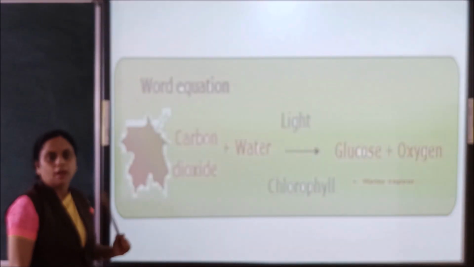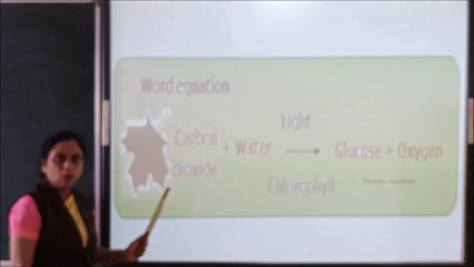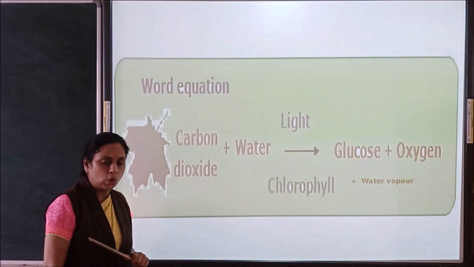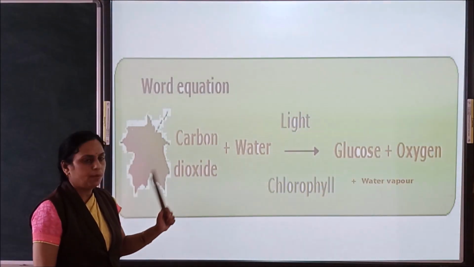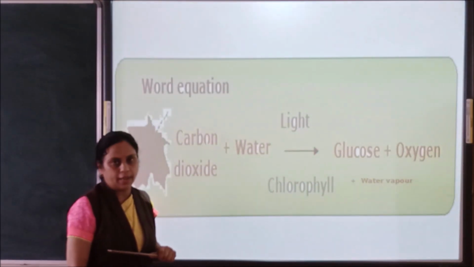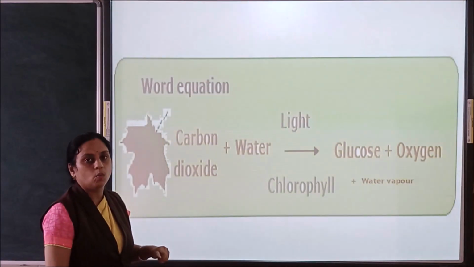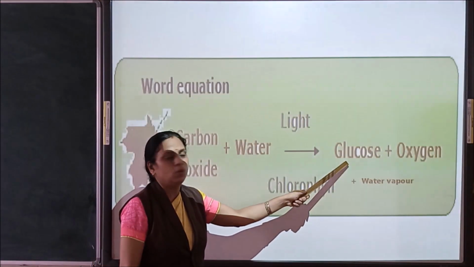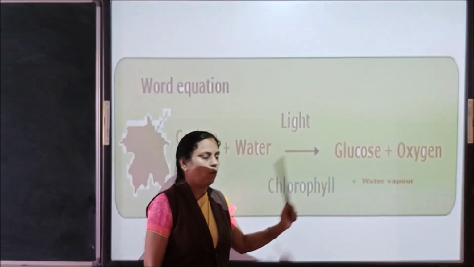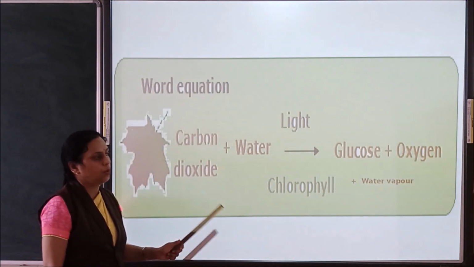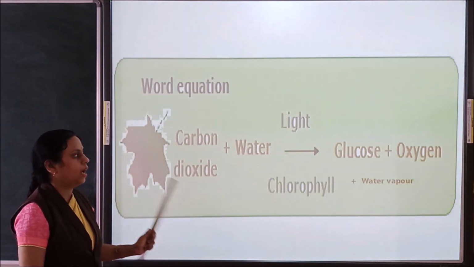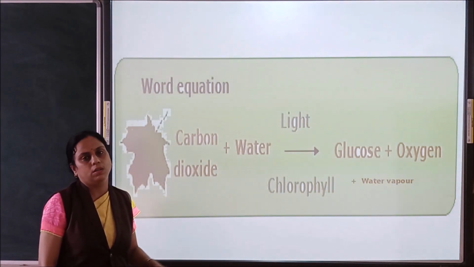Carbon dioxide is taken from air by whom? Through stomata. Water from soil through roots, and who carries it? Xylem. Now chlorophyll traps the sunlight, and as a result what is formed? Food, that is glucose. Oxygen and water vapor are released in this process of photosynthesis. So this can be represented by the equation also.